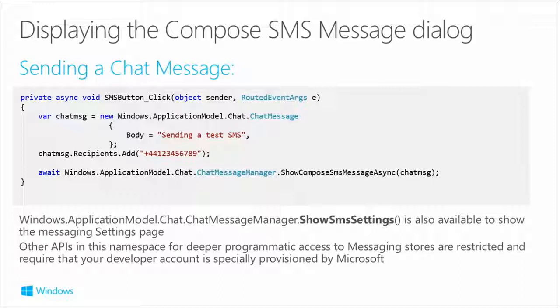There are some other APIs, people will look through the API sets, and there are other APIs in this namespace which would allow you to create a custom SMS messaging app that can handle incoming and become the SMS messaging app. Those are restricted, so they're not, unfortunately, for the general third-party app developer. You need to contact Microsoft if you want to build one of those special apps and get specially provisioned to do that.